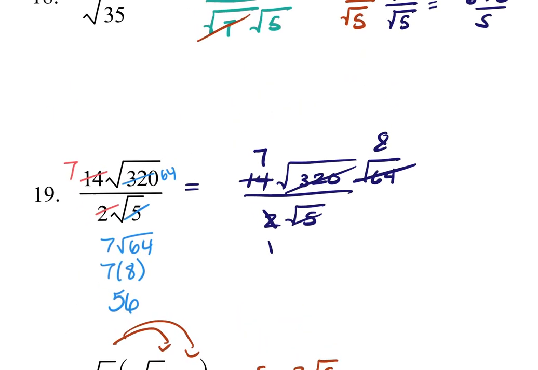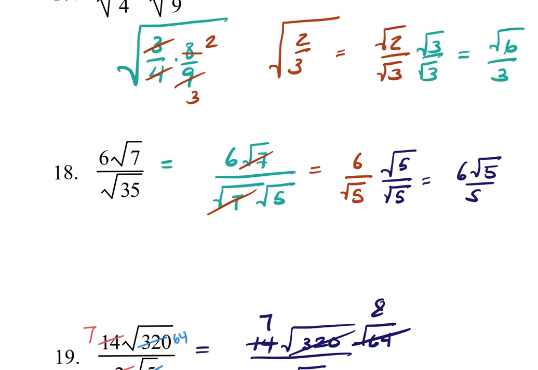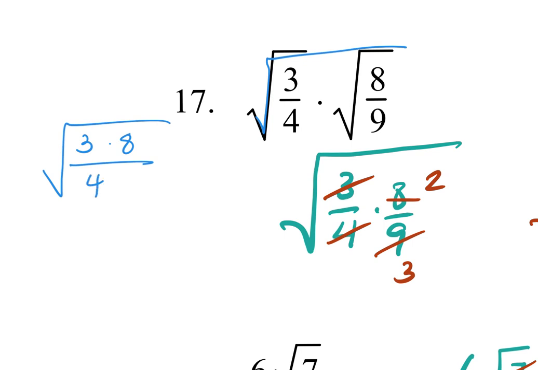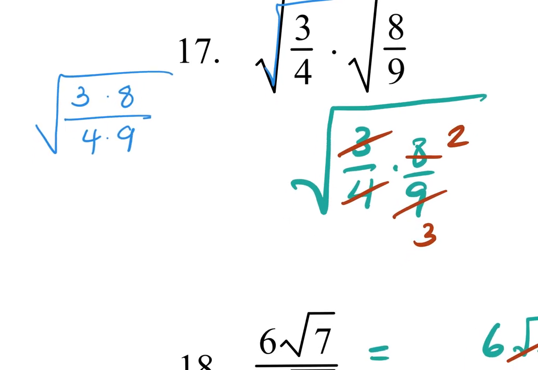Oh, I see. And then, I got 17 and 18. Okay, 17, they're all underneath the square root. So you can multiply it so they'd all be under one square root. I'd get 3 times 8 over 4 times 9. I can even go a step further and say if it's a fraction, that means there's a square root in the top and a square root in the bottom if you want to separate them out. So in the top, I have 3 times 8. 8 is 2 times 4, which is 2 times 2.